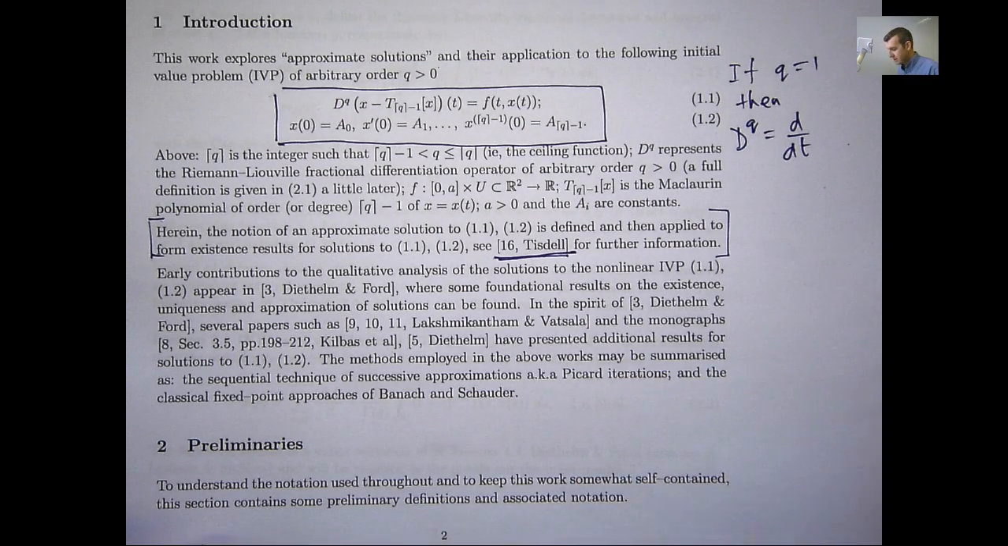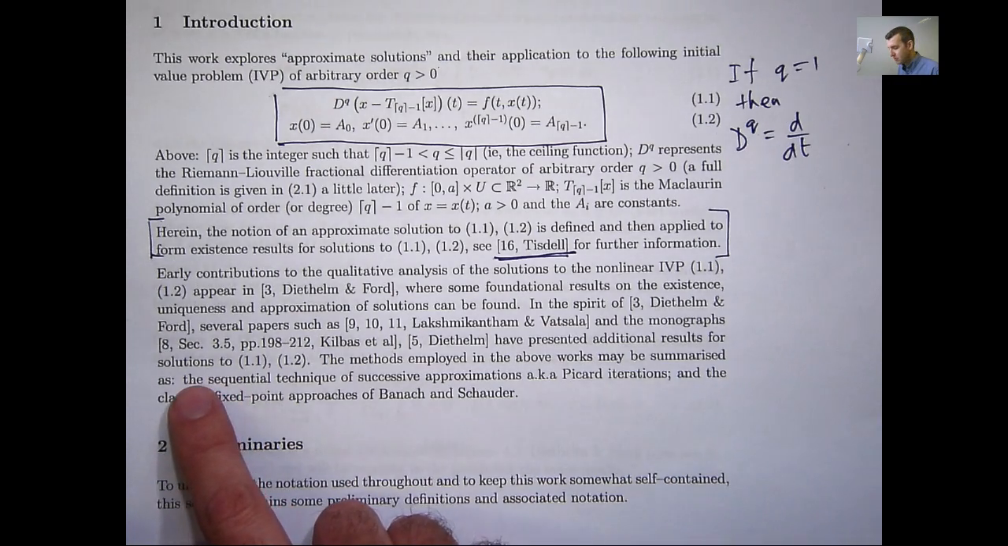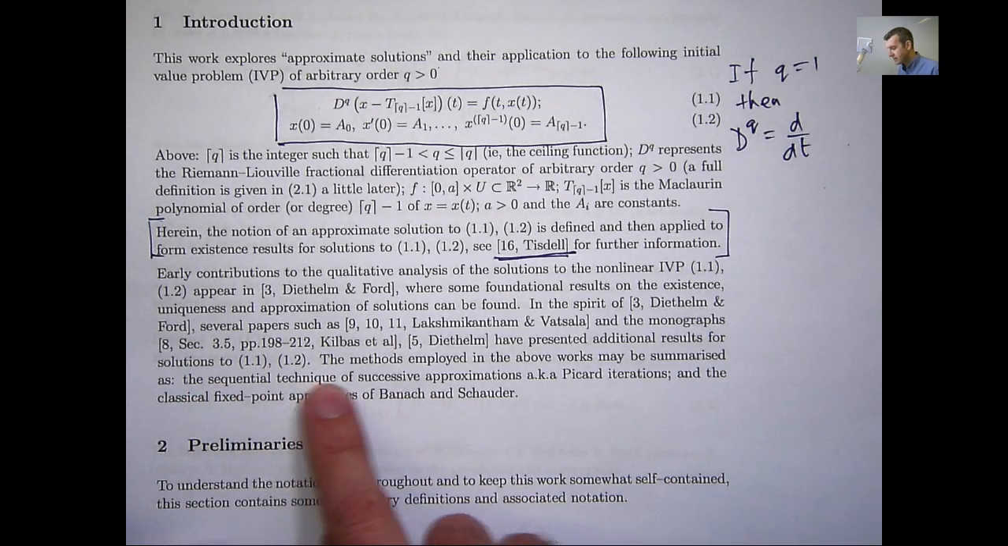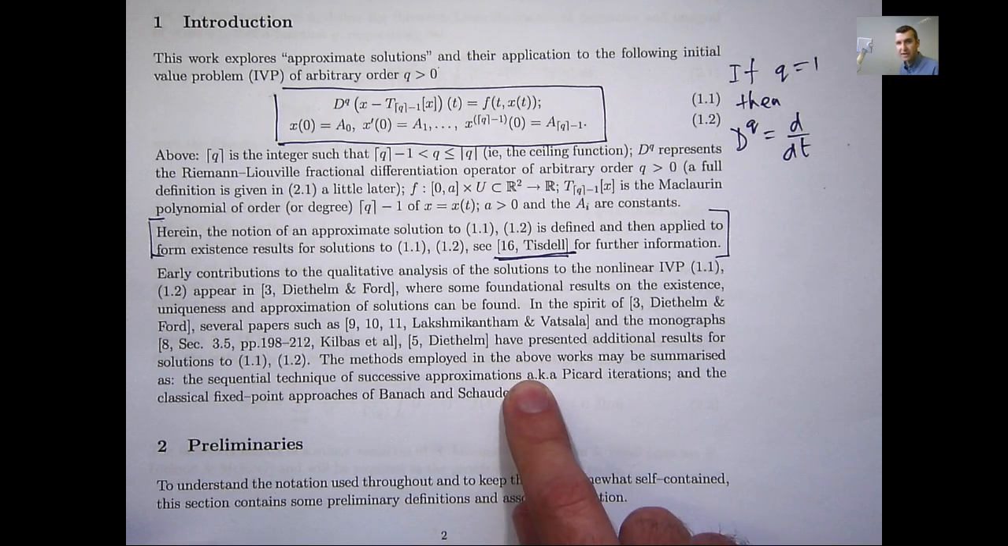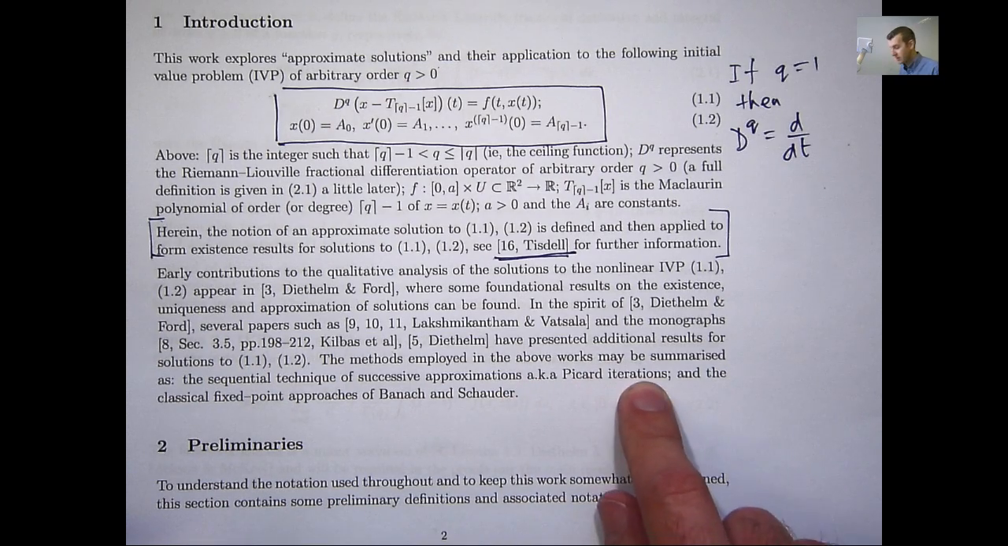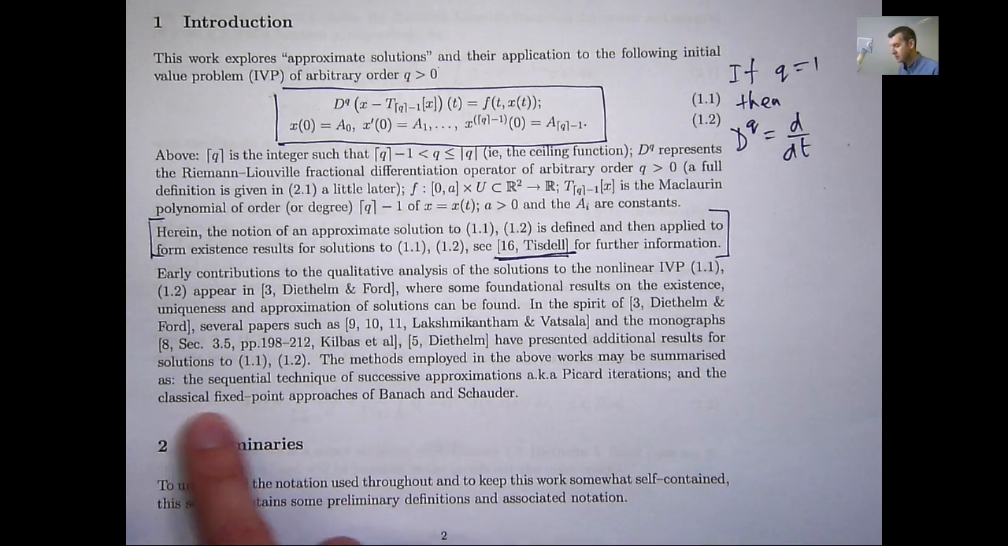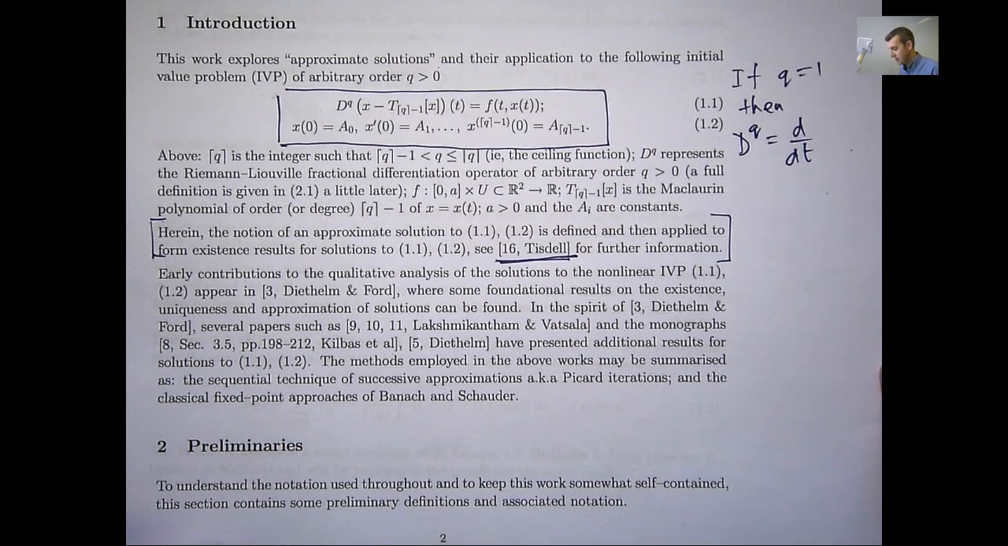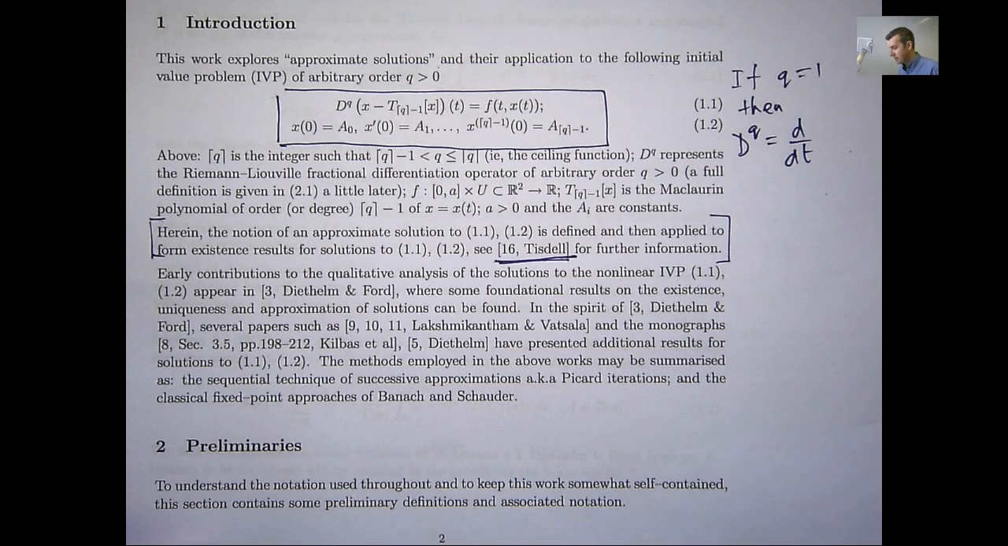Now, just to summarise these sorts of contributions, they can be summarised somewhat as the following. Well, sequential techniques involving successive approximations, aka Picard iterations, and also classical fixed point approaches of Banach and Schauder. Now, like I said at the beginning, the approach here is a lot more simple than these fixed point approaches.